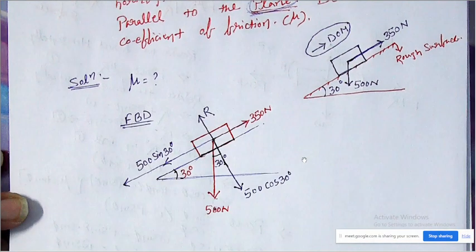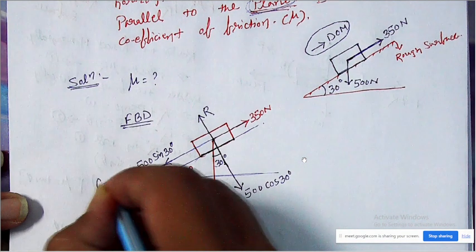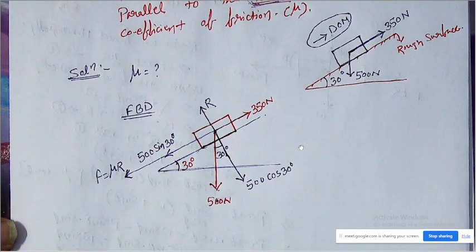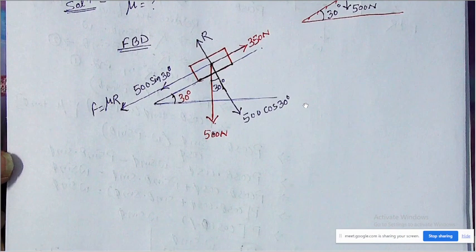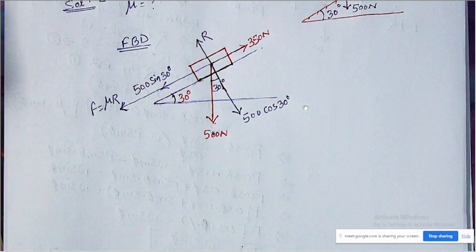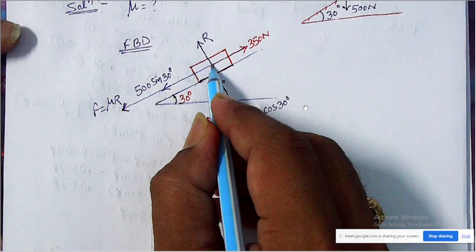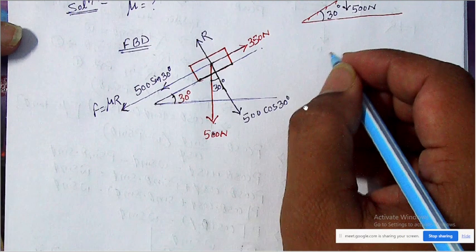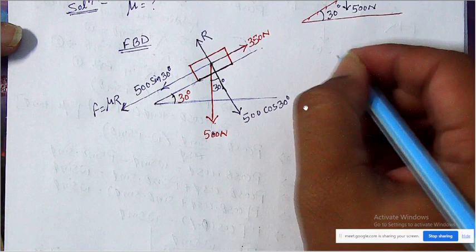So what is the frictional force? F is equal to mu R. So all the forces we have indicated in the free body diagram. Next. Now all the forces are passing through a common point. Clear. And the body is in equilibrium under the action of all these forces which is shown in the free body diagram. Now let us resolve the forces.